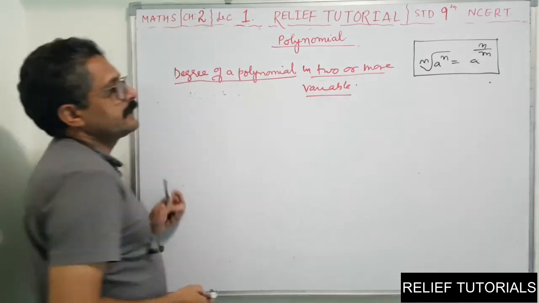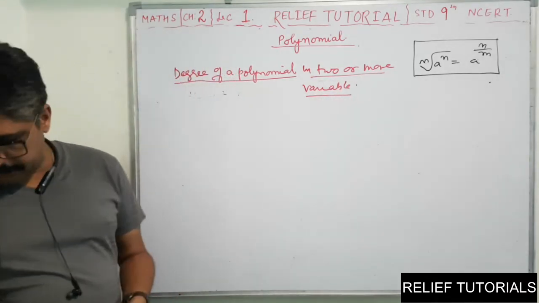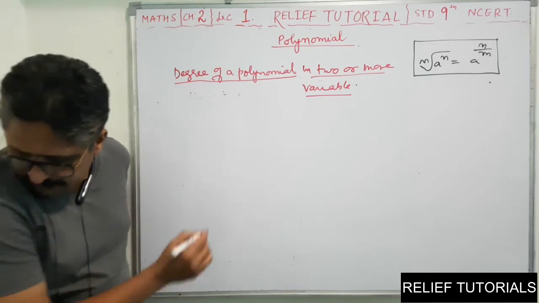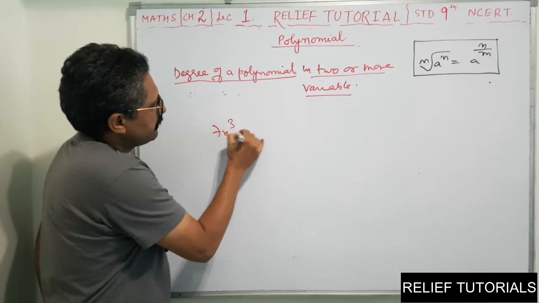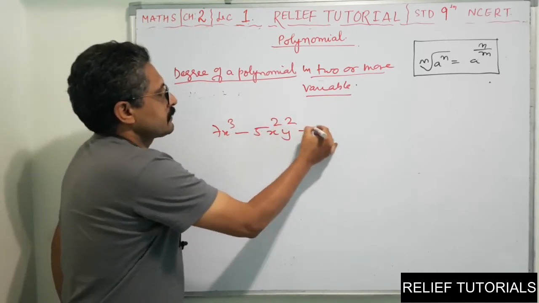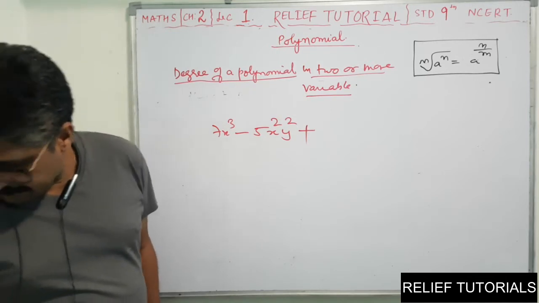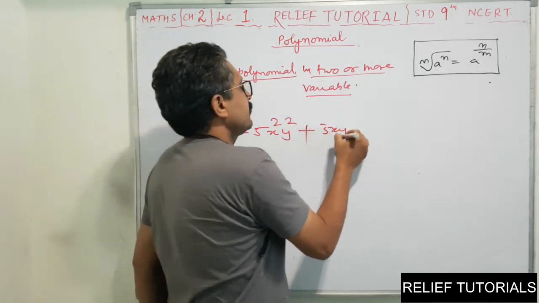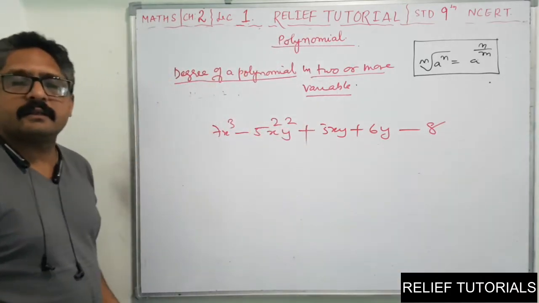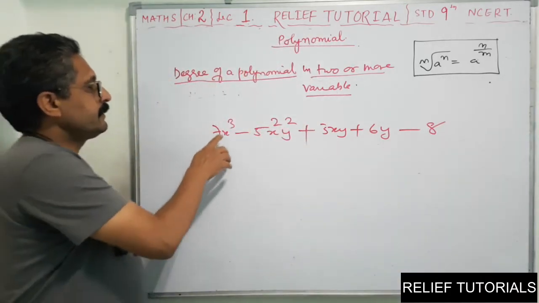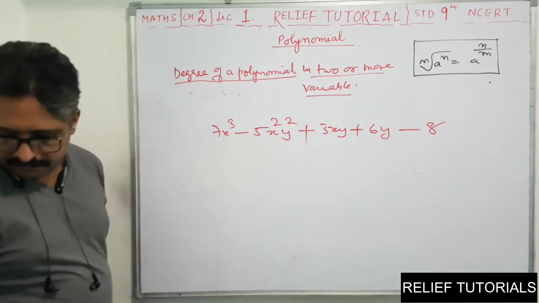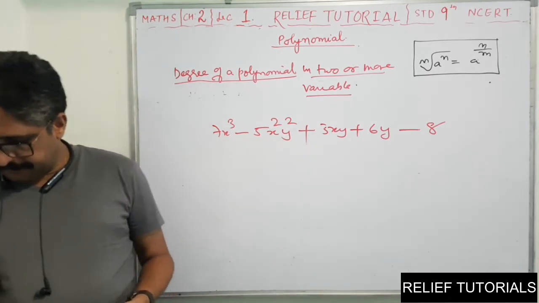So how will you find degree of polynomial in 2 or more variables? We will take one example here. 7x cubed minus 5x squared y squared plus 3xy plus 6y minus 8. See, this is a polynomial in 2 variables. The variables are x and y. Clear?